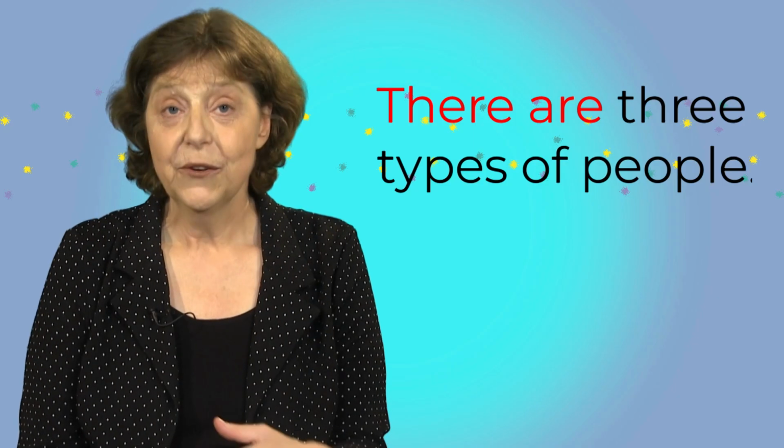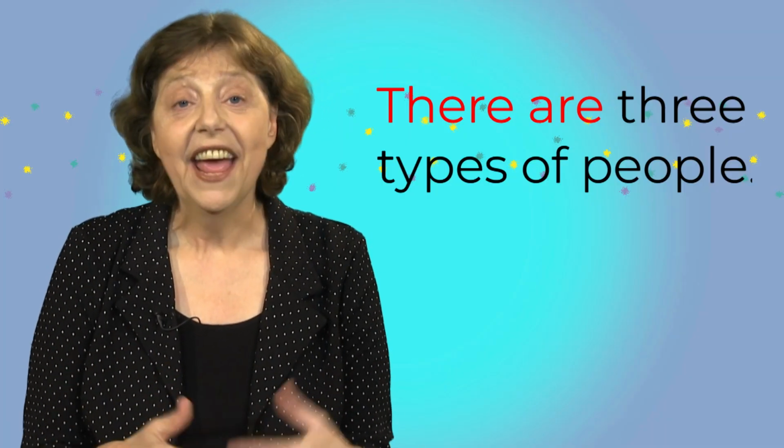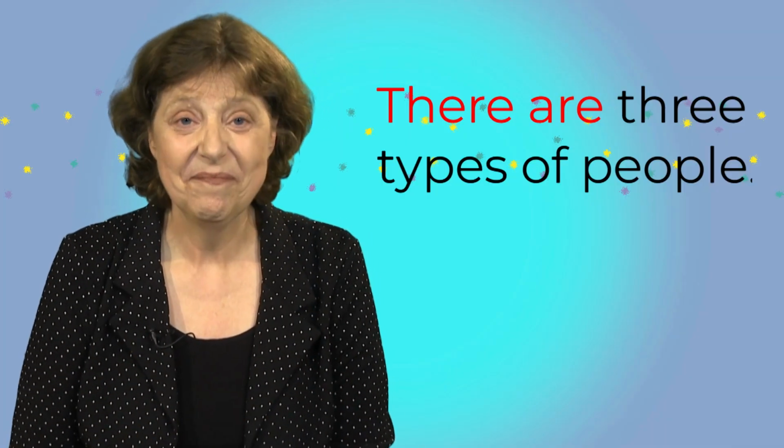You know, there are 3 types of people in the world. Oh, yes? There are people who can count, and there are people who can't. And? And what? So there is singular and there are is plural.